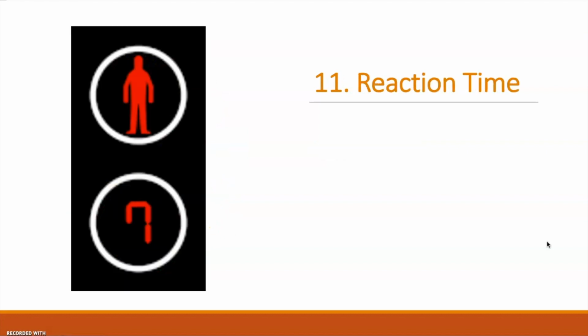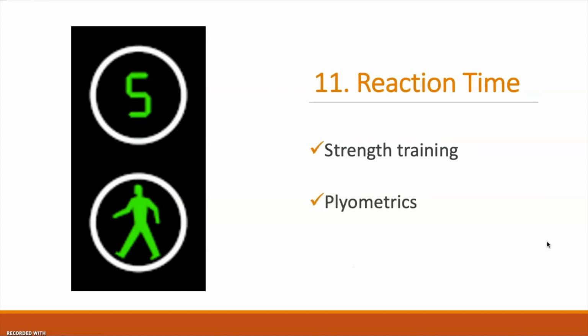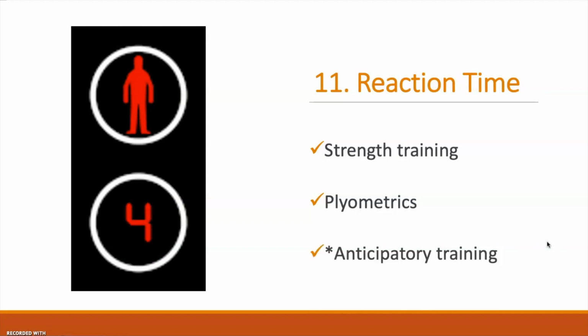Finally, we have number 11, reaction time. Now, there are two aspects to reaction time. We have the physical, so we improve that with strength and power, because we need our body to be able to move quickly once the stimuli has appeared. But our training will lead us to get to a certain point and then we will plateau. We won't be able to get any faster or stronger. The only way to improve our reaction time from then is to improve our anticipation.